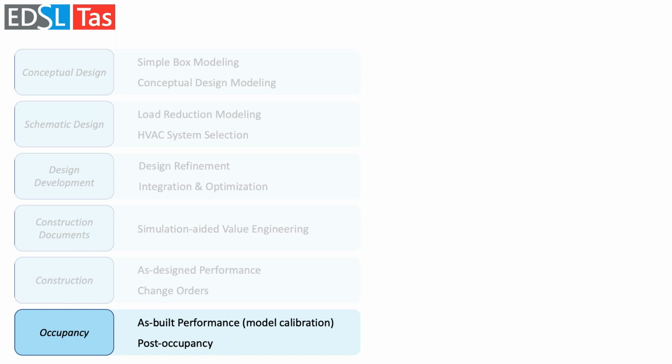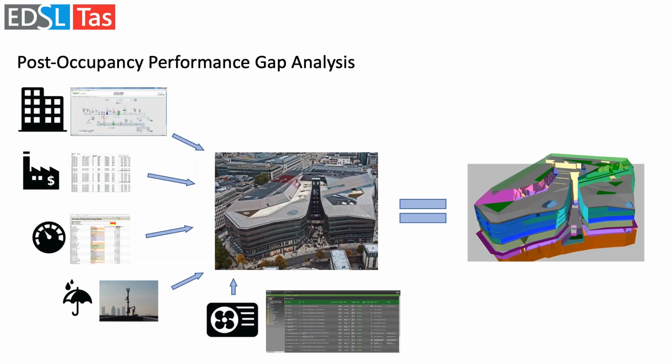And then moving on from that into the post-occupancy and model calibration phase for the as-built. So reassessing what the commissioned building space ended up being. If there are any change orders not assessed or value engineered, this is where you can go back and reassess the as-built performance.